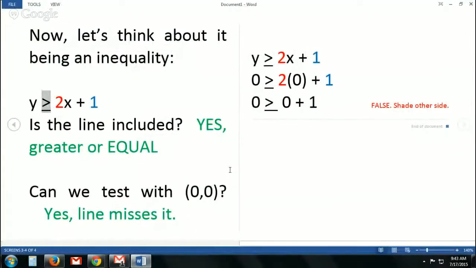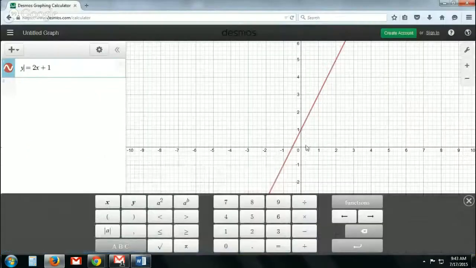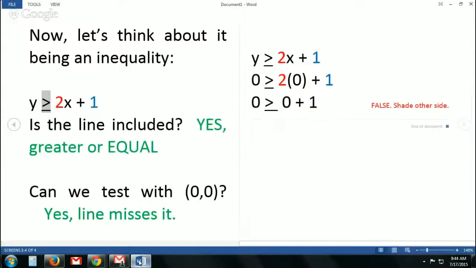Now, I need to know if I can test with 0, 0 or not. Did the line miss 0, 0? Here's 0, 0. The line missed it, so we can use it as a test point. When I put 0, 0 in, if it's true, we'll shade on this side of the line where 0, 0 is. If we put 0, 0 in and it's false, we'll shade the opposite side away from where 0, 0 is. So let's test and see.